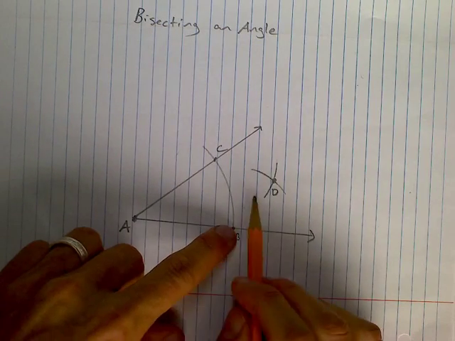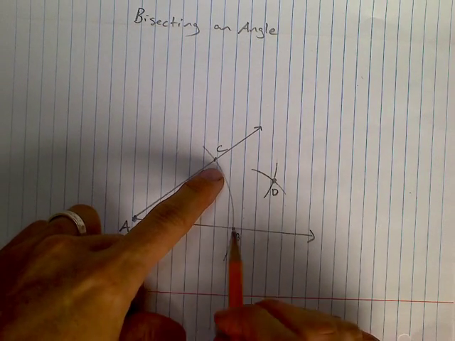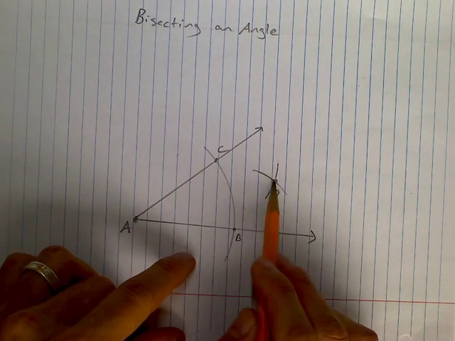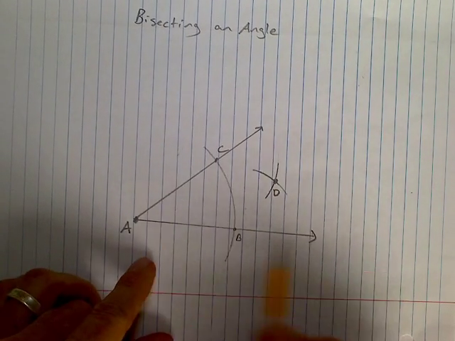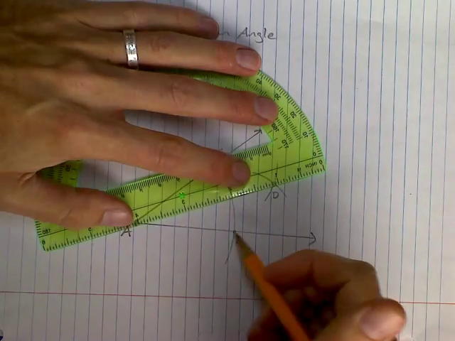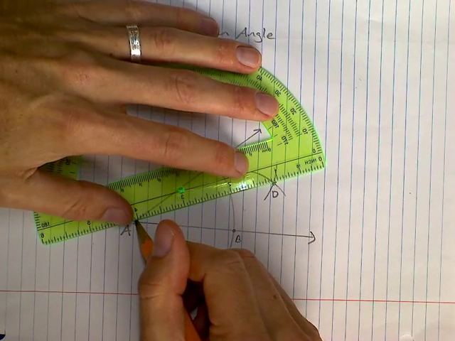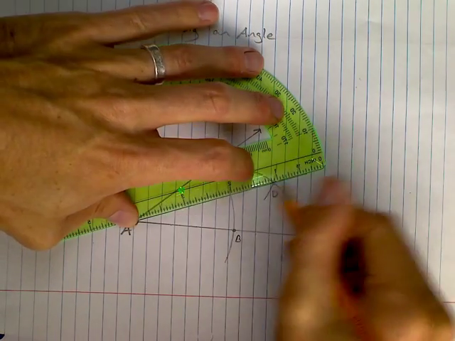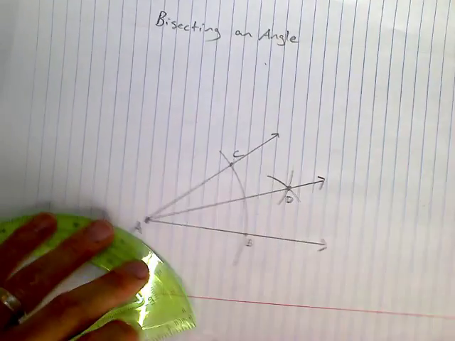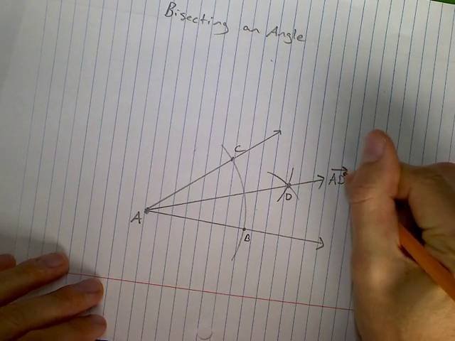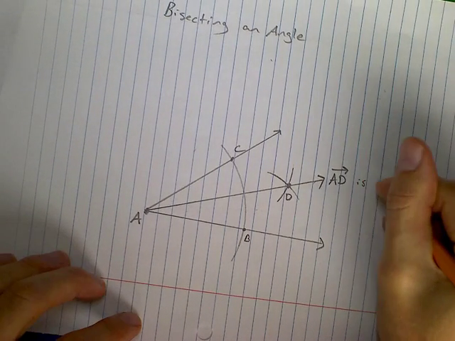And again, because I used the same compass setting, and we'll talk in more detail later about why this is true, this point D is going to be the same distance from both of these rays. Now, we're going to draw in the actual angle bisector itself, which is this ray that cuts the angle in half. This would be ray AD. And that is the angle bisector.